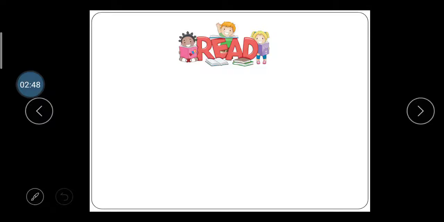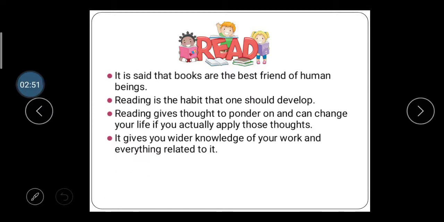Here are some points regarding read. It is said that books are the best friend of human beings. They can give you new thoughts, new habits, and sometimes when a person faces some type of problems, our parents and elders say that you can get the answers to all your problems from spiritual books like the Sri Ramayana and Gita ji. There are various spiritual books. Whenever you read them, you can find the solution to your problems.